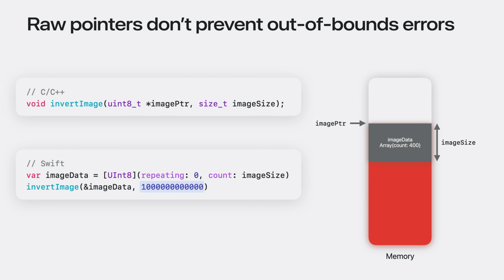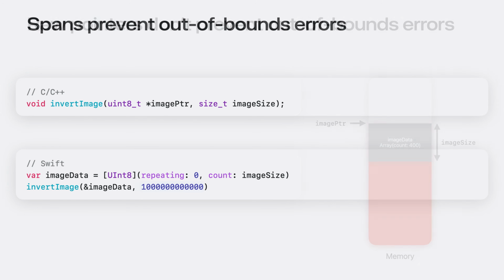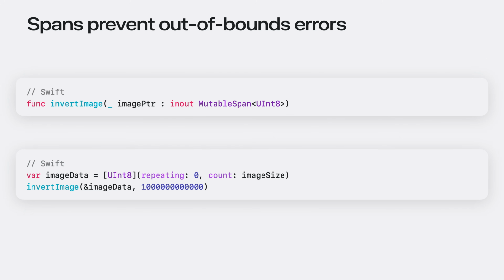And this is exactly one of the problems that span solves. Imagine if invert image were imported as a Swift function that takes a span. Then I could pass a span directly, instead of a raw pointer and size separately. That'll automatically protect me from mistakes like passing the wrong size, because spans always carry the correct bounds information for the memory they point to. Then, behind the scenes, the compiler will take care of unwrapping the span, extracting the correct pointer and size, and passing them to the C function for me. That way, there will be no room for mistakes.